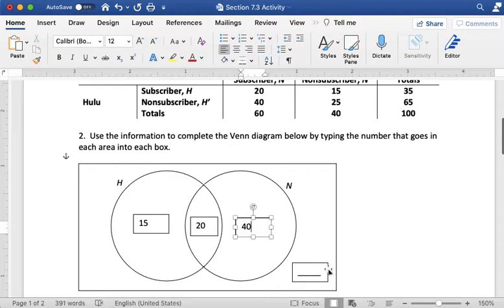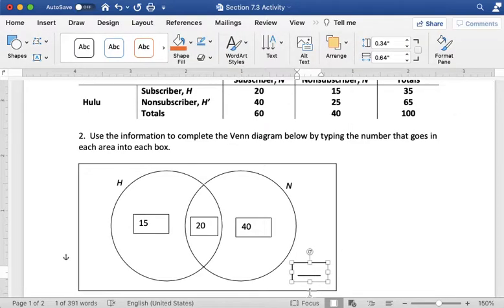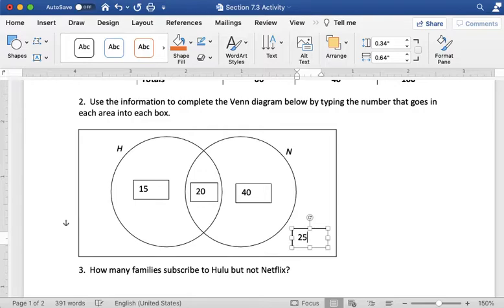And finally, this box is the number that do not subscribe to either Netflix or Hulu. So they're in kind of the universe of people in the survey who are not subscribers of either service. And looking at my table, I see that that is 25 families. So 25 is going to go in this box.